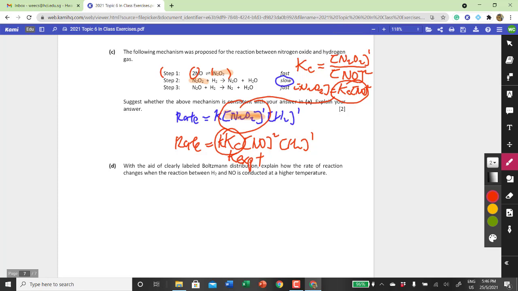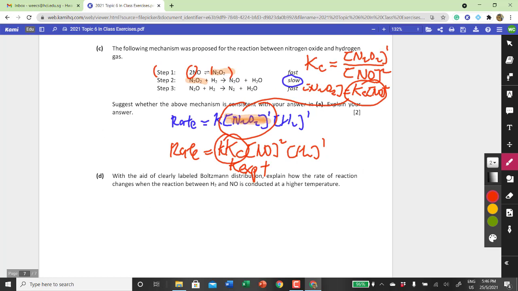If you are still unsure, maybe you want to go back to the notes and do a little bit of revision regarding some of the content being covered. Because it's of vital importance for you to be able to deduce the rate law based on a simple 2 or 3 steps mechanism like what's given in part C, or the other way around: given the rate law, propose a simple 2 or 3 steps mechanism.